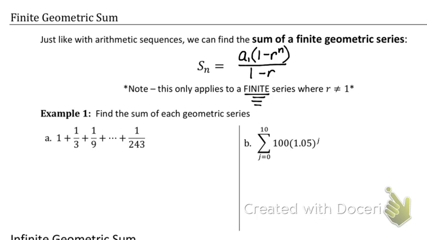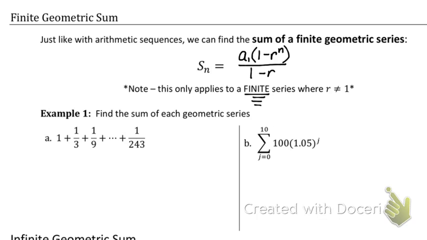Alright, so we're going to find the sum of each of these geometric series. It already says that it is a geometric series, so we should be able to agree with that. Well, there are three things we need to put in the formula. I need to know my first term, my common ratio, and n, which is the number of terms.